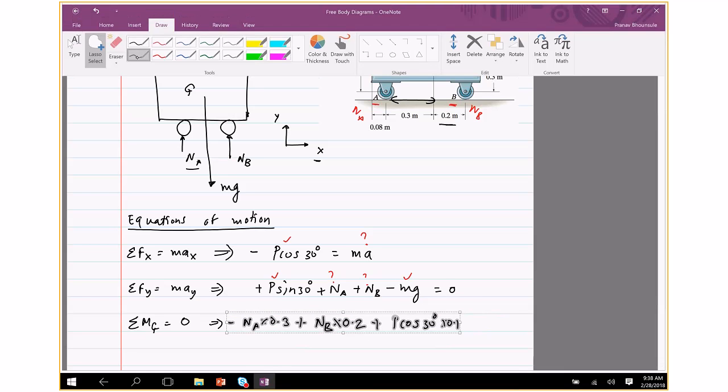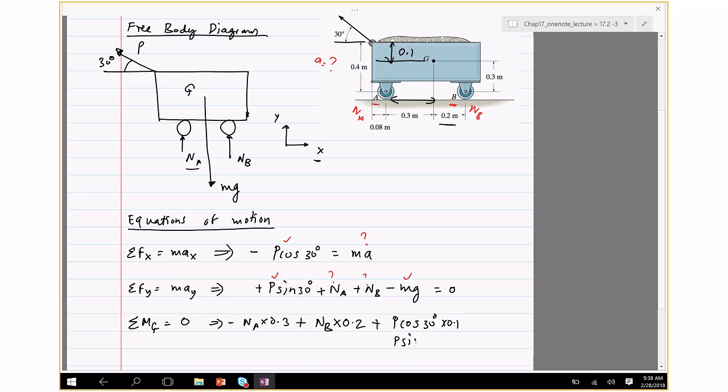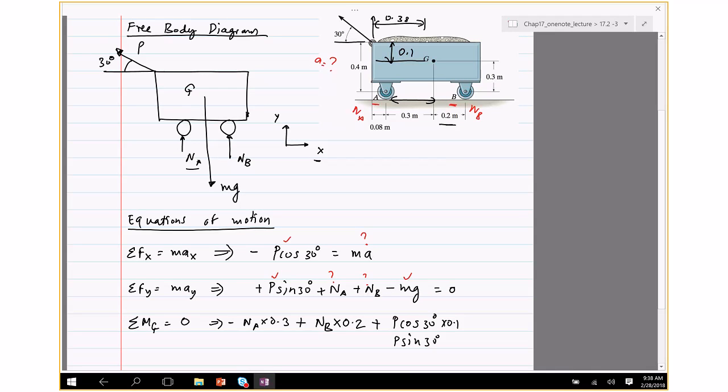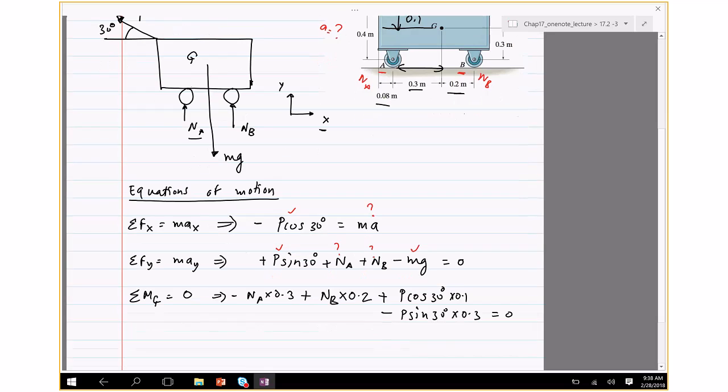P sine 30 degrees. So that's going to act this way. The distance is this. So what's that distance? Is it 0.38? It's this plus this. So 0.38. And what's the sign on that? It's negative because again, hold at G, and if you apply force P this way, it's going to turn the cart in the clockwise direction, so negative. So this whole thing is equal to 0.